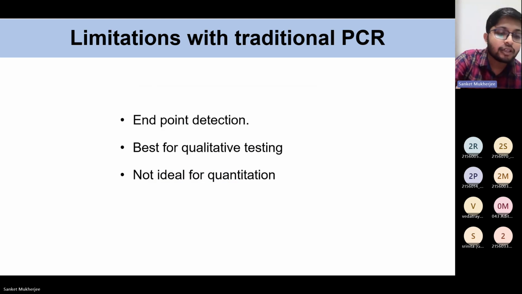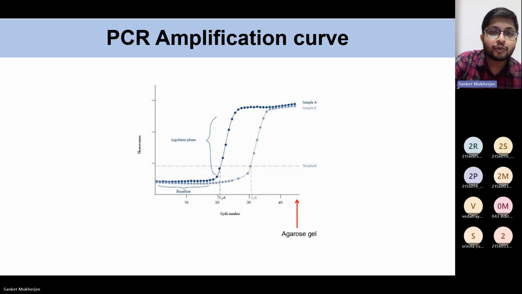Another thing that I missed in the previous one. Agarose gel will give you only the result after everything has ended. Whatever you can see is what you see in an agarose gel, right? So a normal PCR will give you end point detection, right?